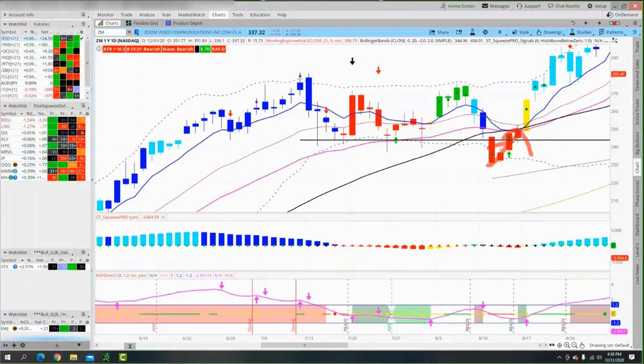Because here's the deal, guys. It's all about dealing with your emotions. It breaks support. You feel sick, right? You feel terrible. Don't give up on the trade. Don't give up on the trade. Now, let's go look at another one really quick.